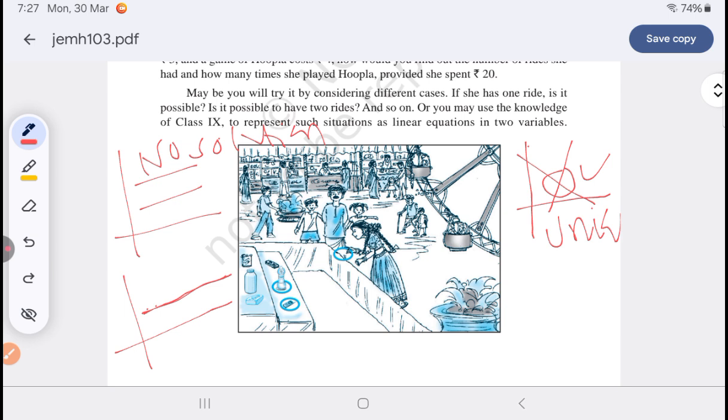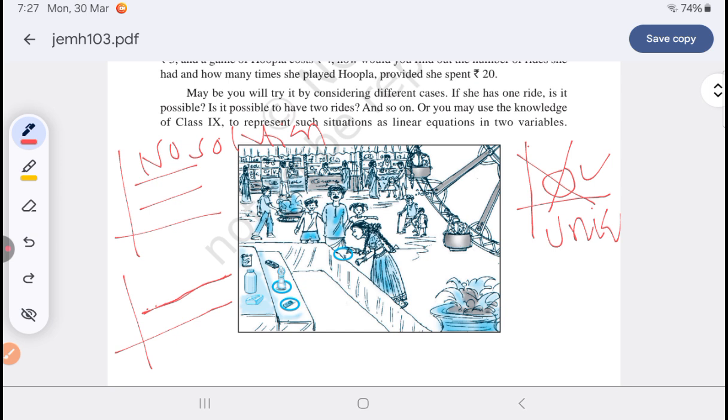Now let us see how to solve these equations. There are three important methods. One is the graphical method. In this one you draw both equations on a graph and find the point of intersection. This method helps us understand the concept visually. Second method is the substitution method. We find the value of one variable from one equation and substitute it into the other equation. Then we will find the solution.